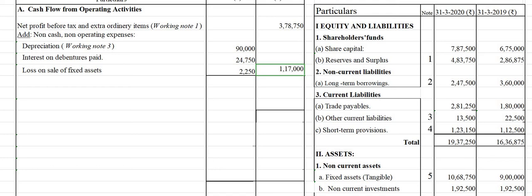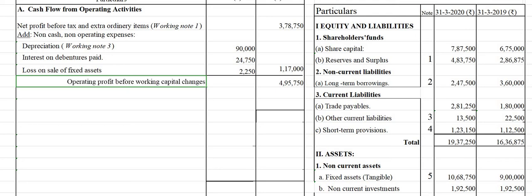Now we can total the amount. All the amounts added can be totaled and can be added to net profit before tax and extraordinary item. Then we will get 4,95,750. What is this? This amount is operating profit before working capital changes. There are no operating incomes, so nothing was there to deduct. So we can show this directly as operating profit before working capital changes.